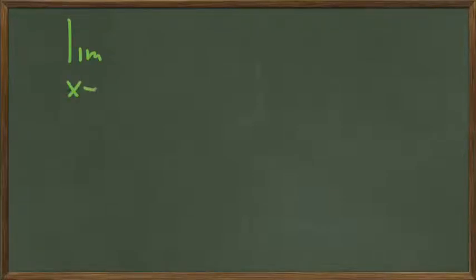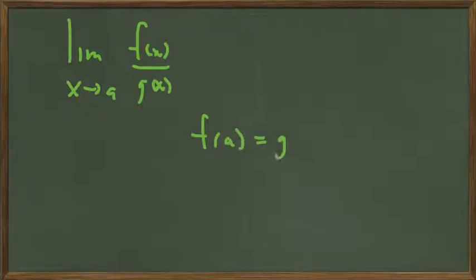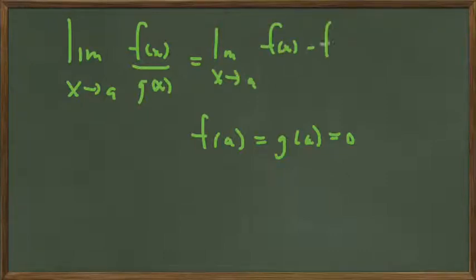If we have the limit as x goes to a of f of x over g of x, and we know that f of a and g of a are both 0, then this would be the same as the limit as x goes to a of f of x minus f of a, because f of a is 0, divided by g of x minus g of a, because g of a is 0.